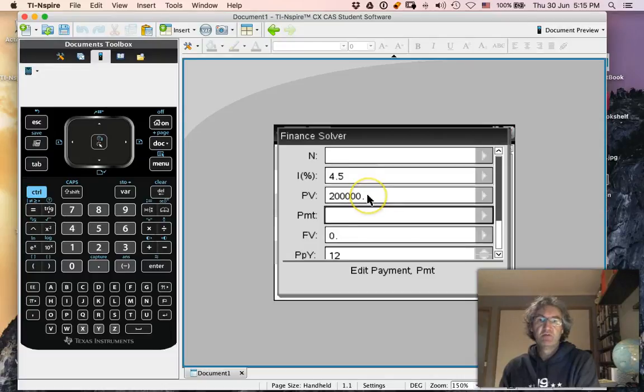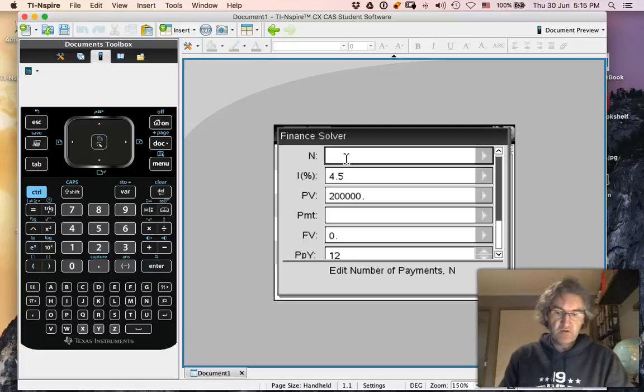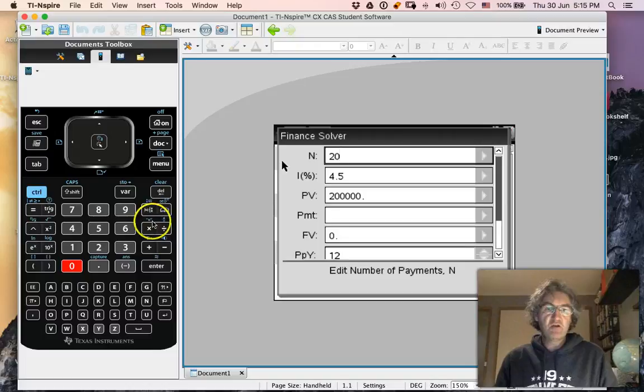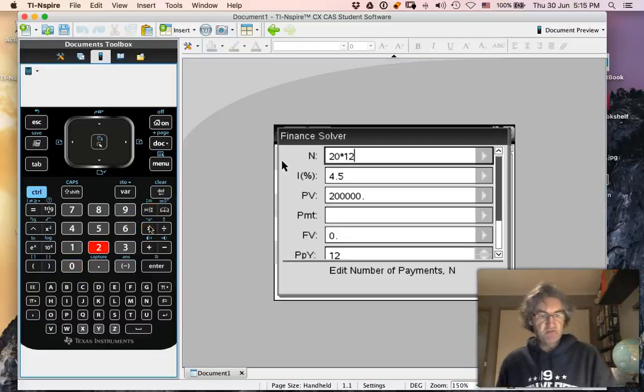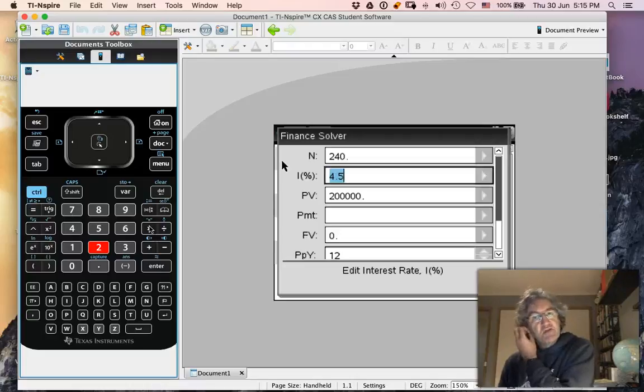200,000 is being borrowed. We wish to pay off the loan, so the future value will be 0. Calculations are made every month, so there'll be 12 months in a year, and there will be 20 years' worth. So you can just do your straight calculation, 20 times 12, and when you tab out of this field, you'll notice that the actual calculation is done for you.